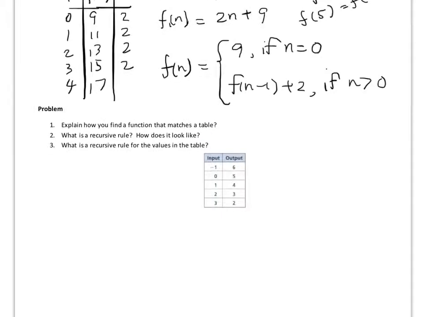So please explain. And then, what is the recursive rule for the value in the table? Find the recursive rule for this table. Be careful, the base case is not 0, so you should have n equals -1 right here instead of 9. And then find a pattern and write it like this. What you need to do to get the new one using the previous one.